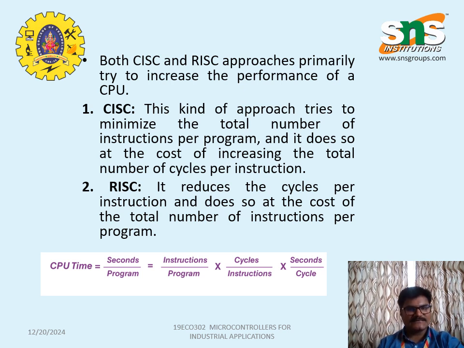Let's compare RISC and CISC side by side. RISC reduces cycles per instruction, which leads to faster execution, but this comes at the cost of more instructions per program. CISC minimizes the number of instructions per program by combining operations, but the trade-off is more cycles per instruction. Both architectures aim to enhance the CPU performance, but take different approaches to achieve their goals. The choice between RISC and CISC depends on the application requirements.